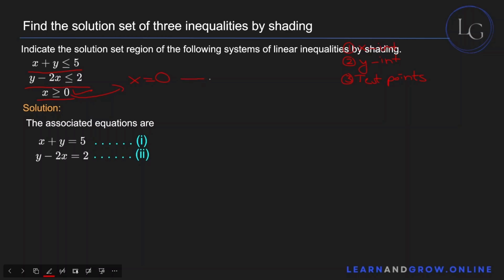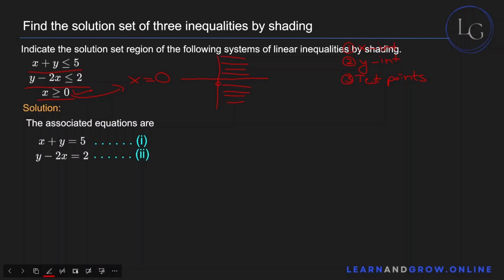So you have this x-axis. This is 0. So this x is equal to 0 is simply the y-axis, right? And x is greater than or equal to 0 is just the right-hand side. If it was less than or equal to 0, it would have been the left-hand side. So the associated equations are this and this.